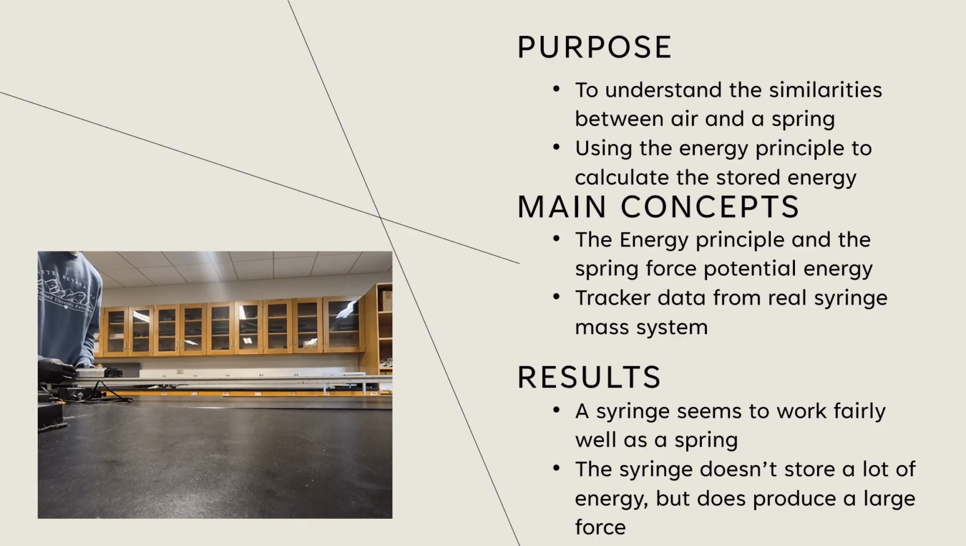As our introduction to this lab, the purpose is to understand the similarities between air and a spring when used in a syringe with the end blocked, and we will use the energy principle to calculate the stored energy in that syringe. Our main physics concepts are the energy principle and the spring force and potential energy formulas, and then we'll use the Tracker data of a real syringe pushing a cart down a track to measure how it actually worked. Our result is that a syringe seems to work fairly well as a spring, but it doesn't store a whole lot of energy, though its forces are fairly high.